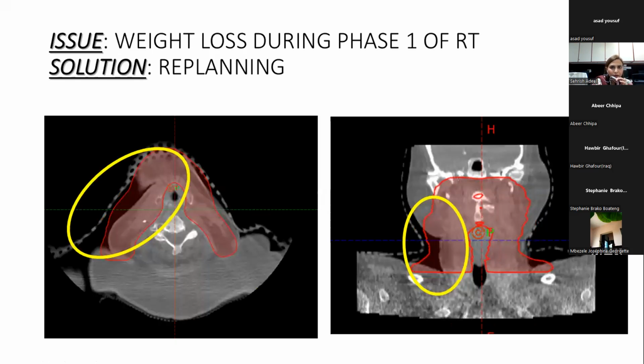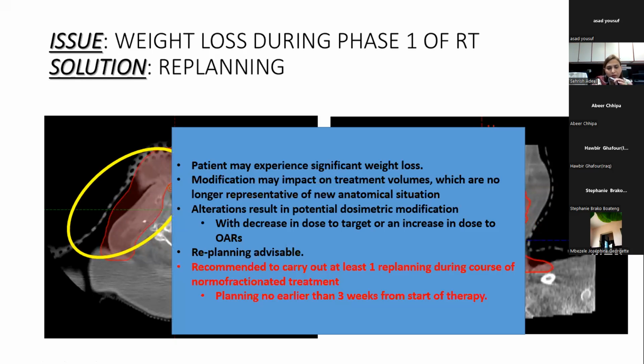Similar thing happened here again. Because of the weight loss, you can see the initial volume is this, and because of the weight loss in the patient, some of the target area over here and here is missing. So what we did in both the patients, we did the replanning.